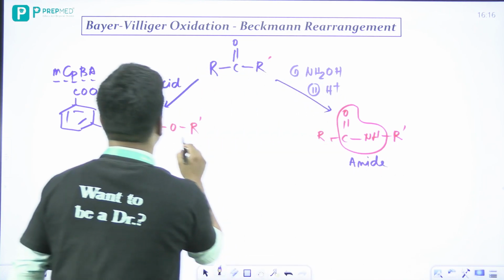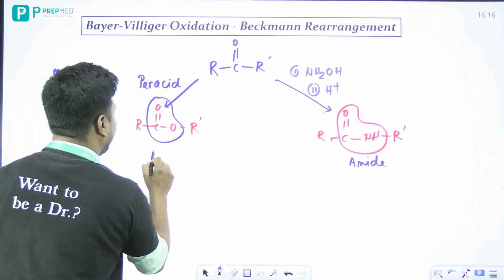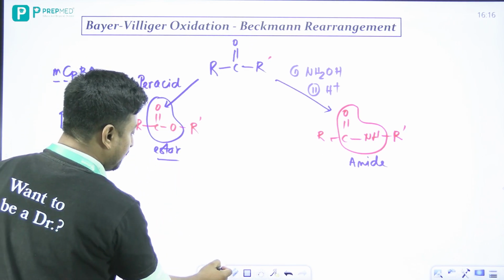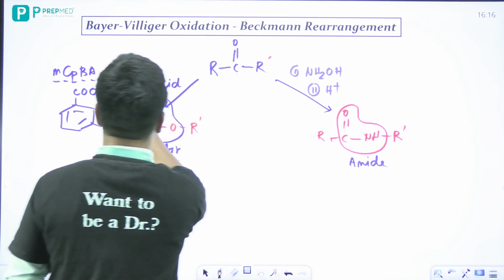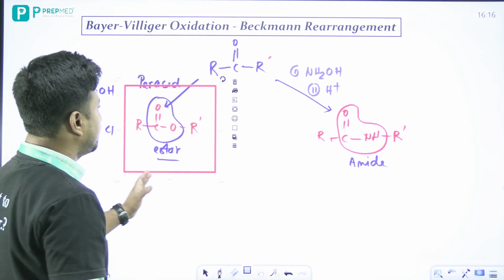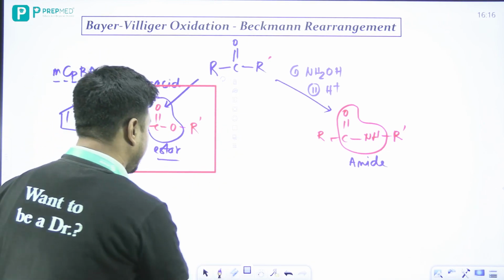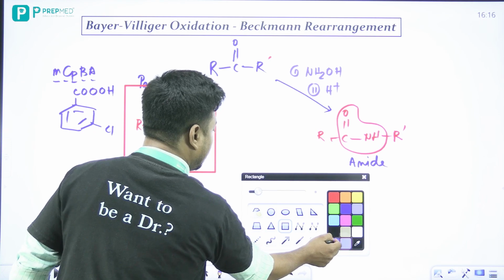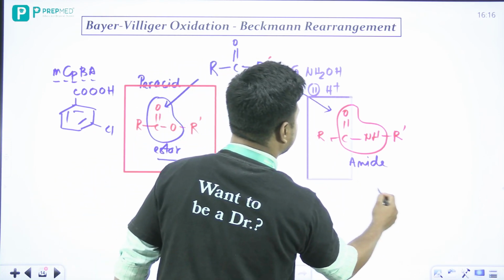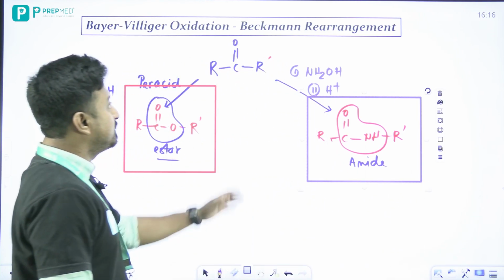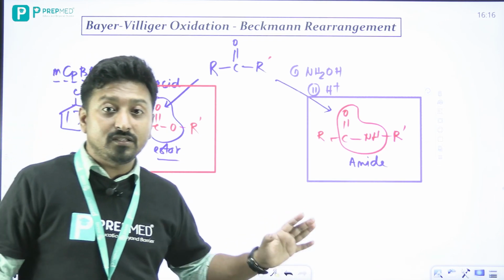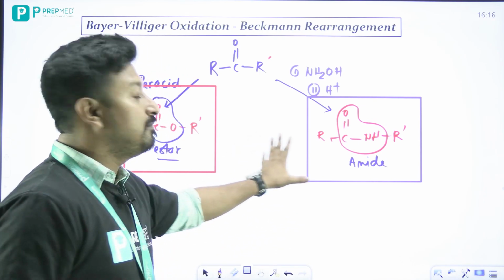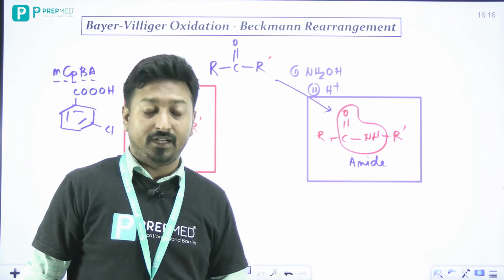And here, this is an ester moiety. This reaction is called the Baeyer-Villiger oxidation. This formation of the ester molecule is called the Baeyer-Villiger oxidation reaction, and the formation of the amide is known as the Beckmann rearrangement. Now in the next couple of slides, followed by 2 MCQs, we are going to talk about the reaction mechanism of this particular reaction.